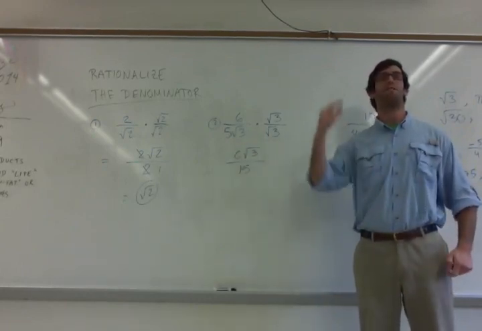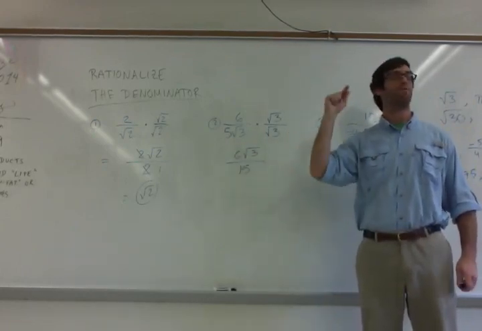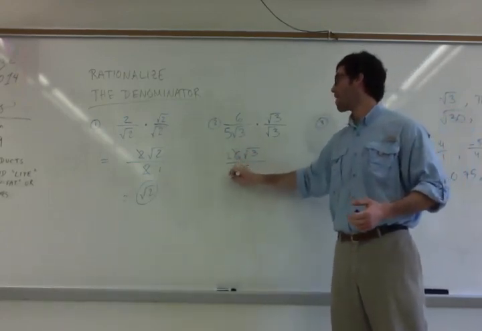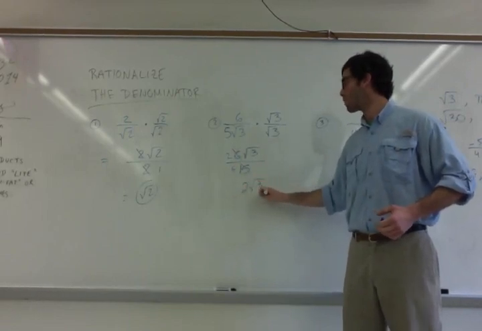What is 6 over 15 simplified to? 2 fifths, right? Because 3 goes into both. So that becomes a 2, that becomes a 5. Our answer is 2 root 3 over 5.